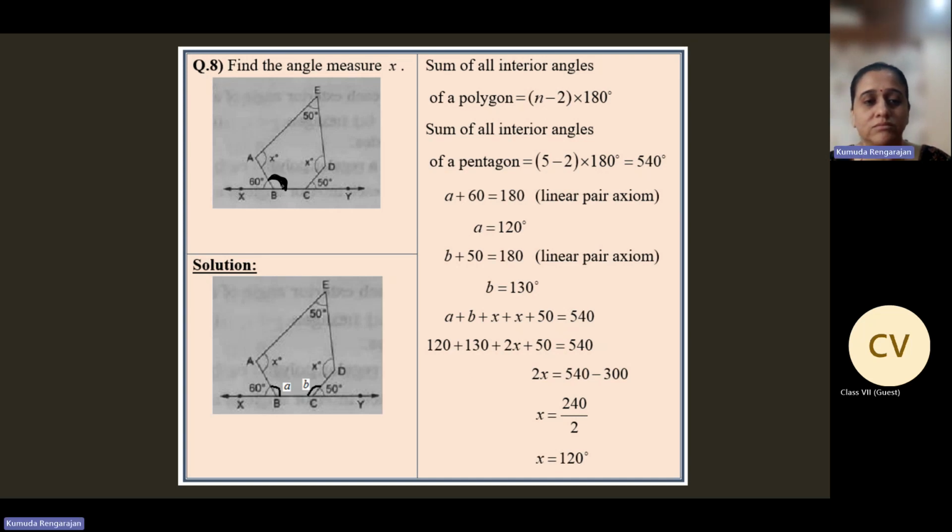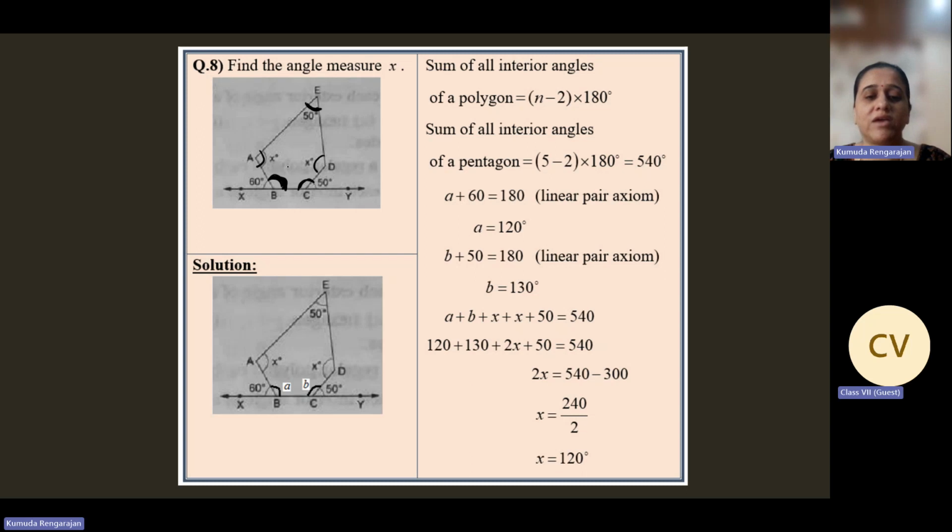What's the measure of this one? Ma'am, 120. This one? Ma'am, 130. This one? 130. Ma'am, 50. And we have to find the value of X. So what is the equation?